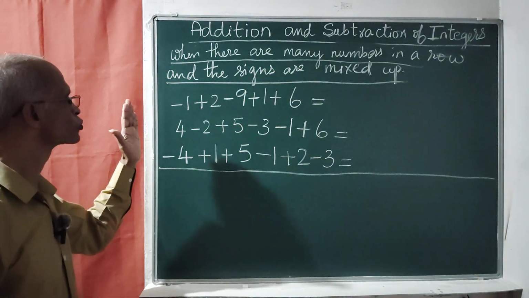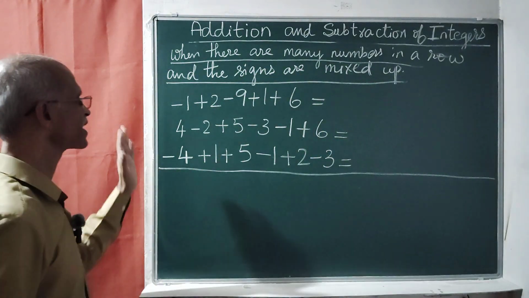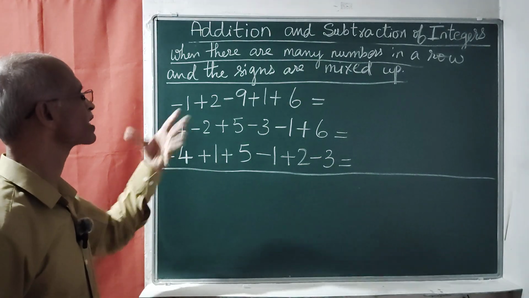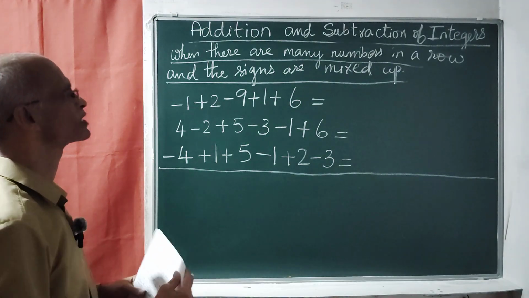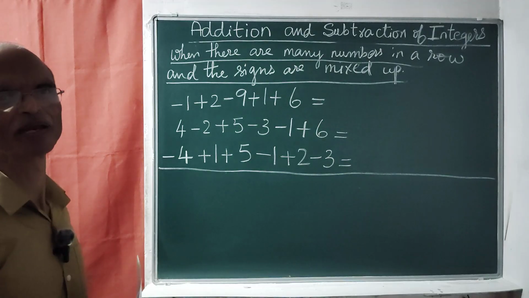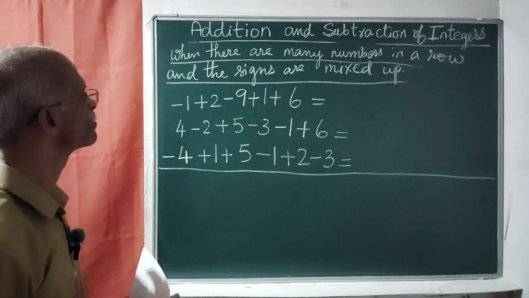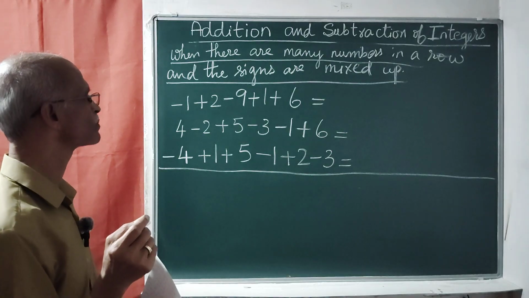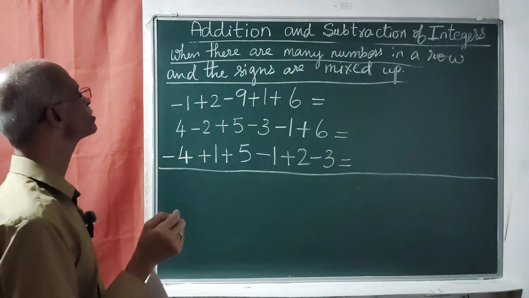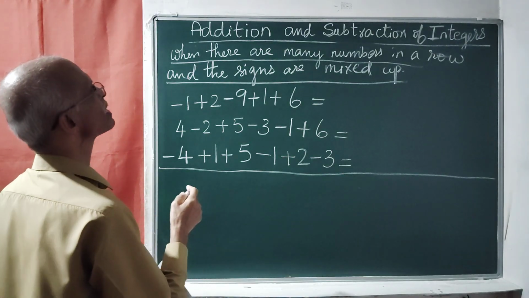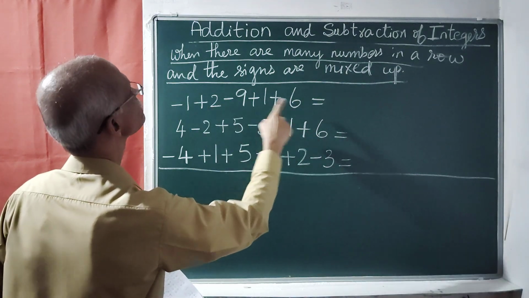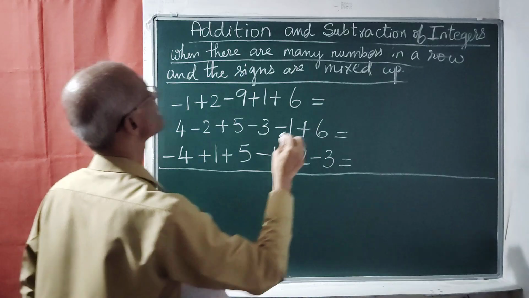Here we have got so many numbers in a row and their signs are all mixed up. Some are carrying plus sign, some are carrying minus sign. And how to solve them? It's very simple. First, pick up the plus numbers, add and put plus. Here the plus numbers are what? 2, 1 and 6. So we'll get plus 9.